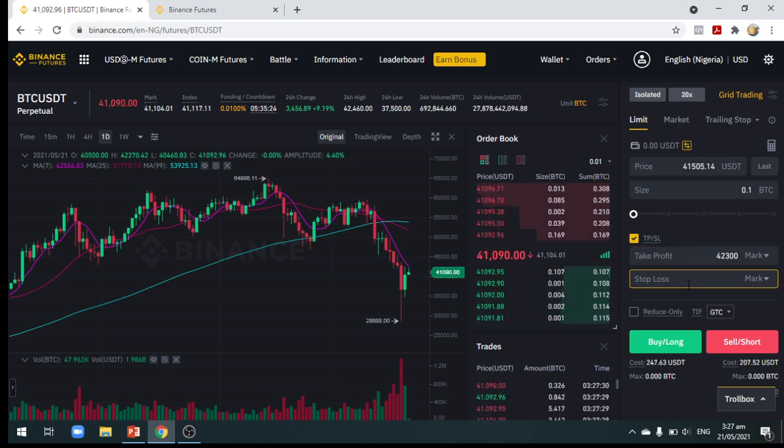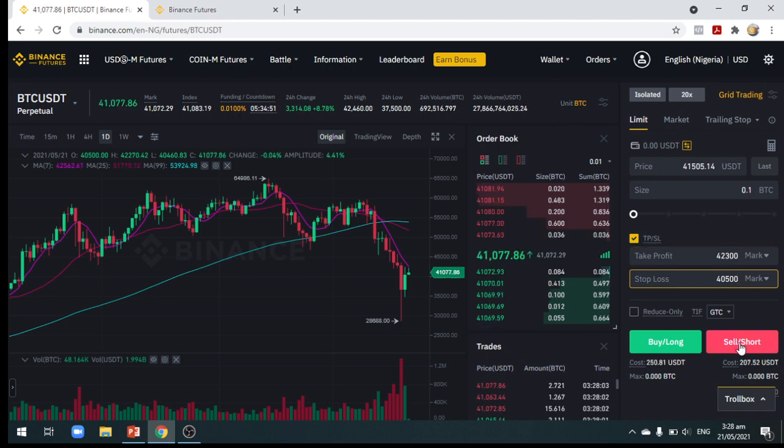But if the price of BTC drops to say 40,500, in which case you are making a loss, then you should stop loss and close your position at that particular point. So all you have to do is select your preferred position, whether to buy or go long, or to sell or go short. So basically that is how the limit, take profit or stop loss order works.